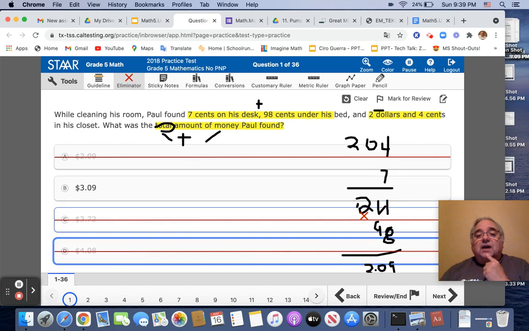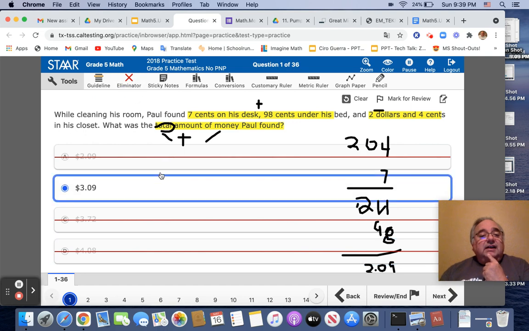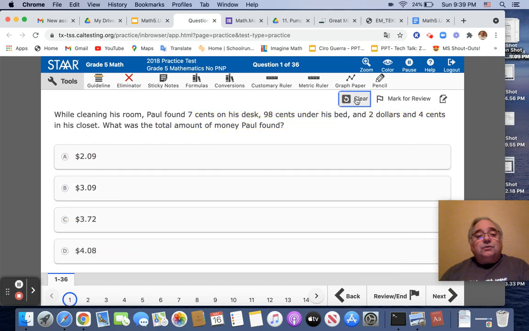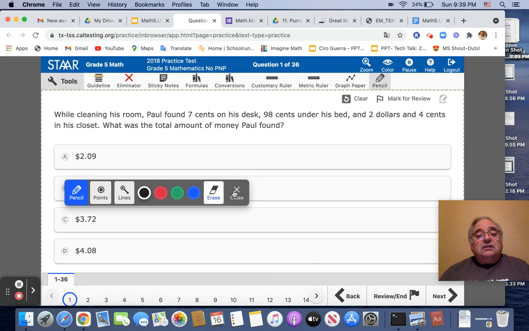Leaves me 309. Now, please do not mark the answer and then hit clear to go to the next one, because that's going to take your answer away. All right? You do have an erase option right here in your pencil.